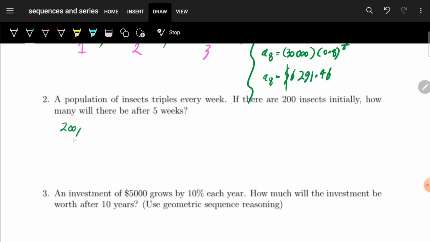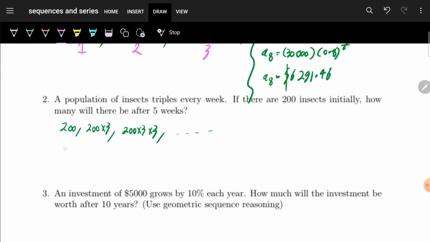So 200 initially. After the first week, we're going to have 200 times 3. After another week, this population will be tripled. So it'll be 200 times 3 times 3. After another week, this population will be tripled. So it's going to be multiplied by 3 again. Okay, so we can see the common ratio is 3. It's being multiplied by 3 every time.